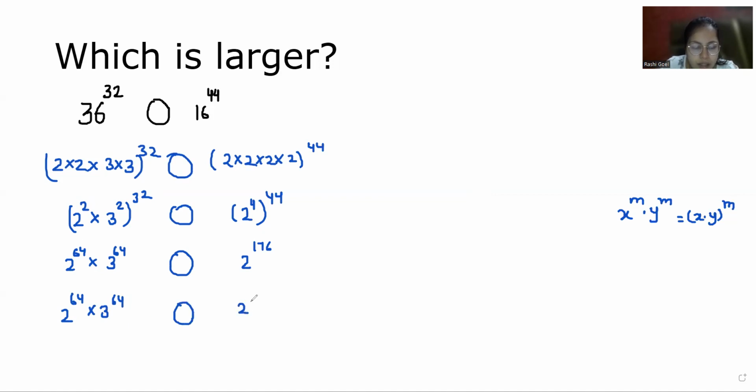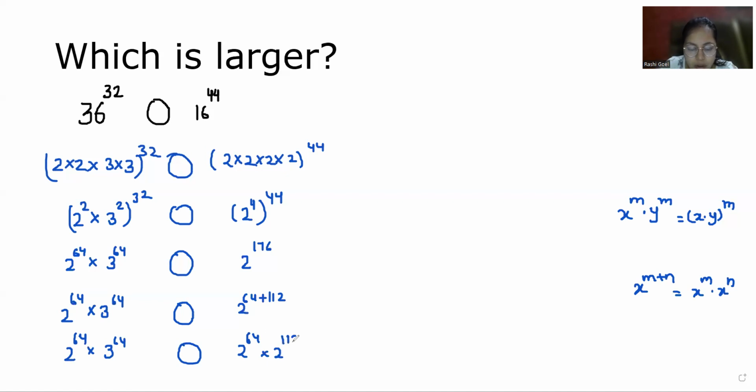2 power 176, I can break it as 2 power 64 plus 112. According to the exponent rule, x power m plus n, we can write it as x power m times x power n. So we compare 2 power 64 times 3 power 64 with 2 power 64 times 2 power 112.